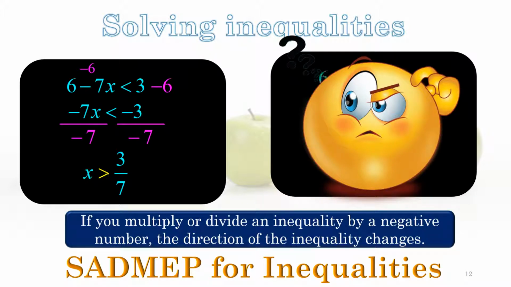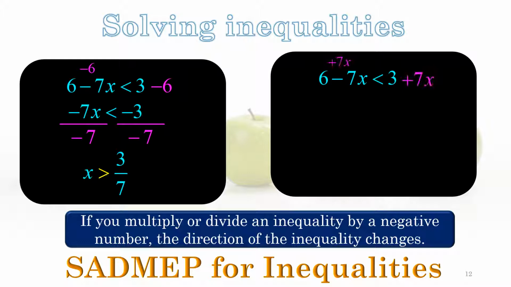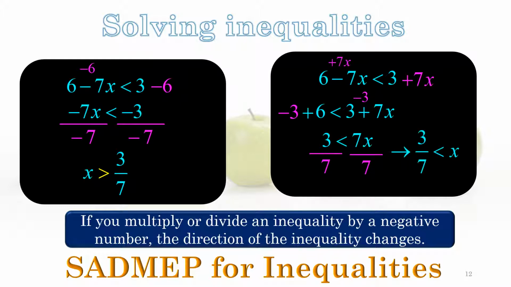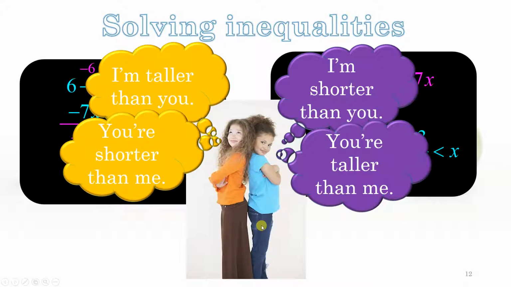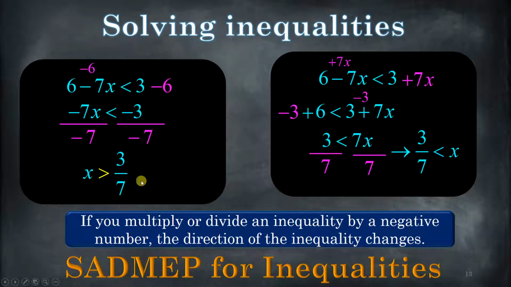So let's take a look at maybe see why that is. So we could start this same problem with a different method, right? Let's go ahead and add 7x to both sides. Now it's positive. Subtract 3, right? You get 3. Go ahead and divide by 7. Same exact answer. Look, x is larger than 3/7. That's the same as saying 3/7 is less than x, right? Because you could say both of these statements the same way. You could say I'm taller than you or you're shorter than me. They have the same exact meaning. And so this and this, 100% the same.